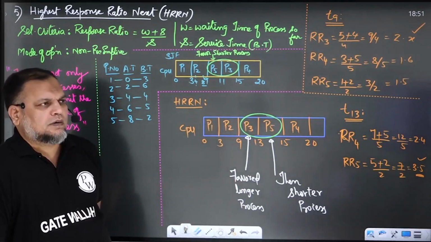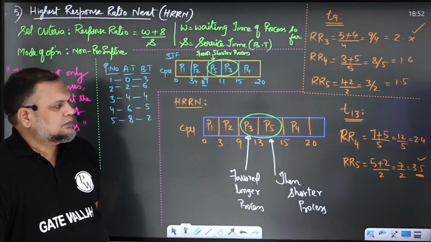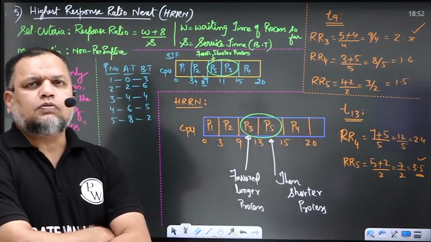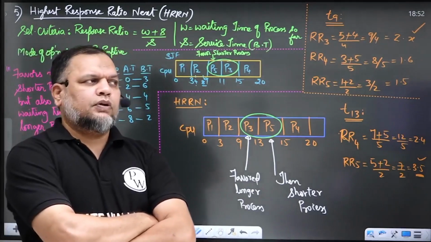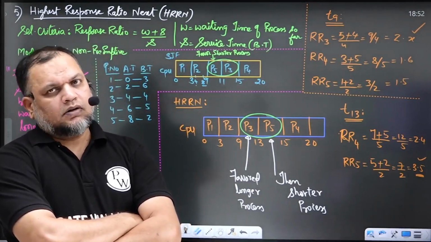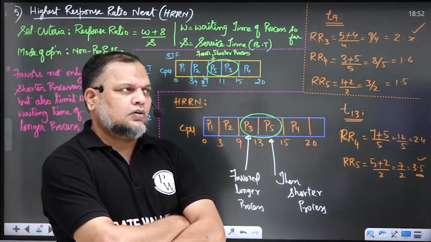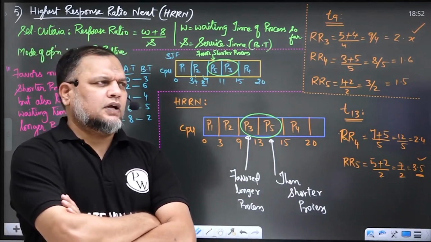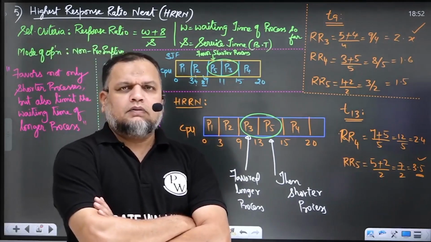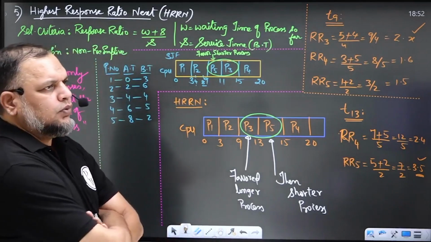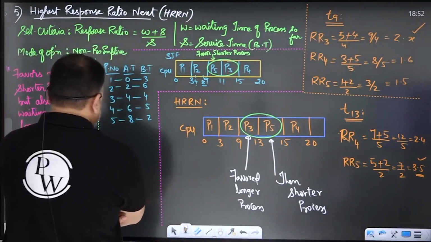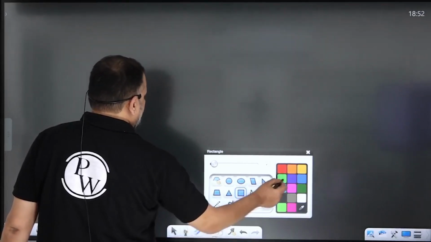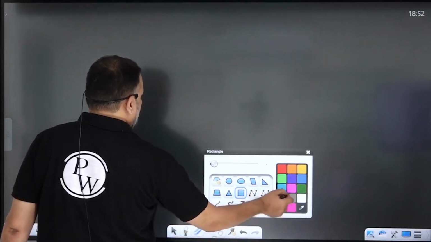This is HRRN. Am I clear? Is this clear, boys and girls? This is how HRRN balances the system by favoring shorter processes and also limiting the waiting time of longer processes. Very good. Very simple algorithm. No rocket science, nothing deep. Very, very simple. Again, we'll proceed further and go ahead with the next technique, which is again an important one, somewhat similar to the ones that we discussed, and some questions were asked in earlier papers. So we will talk about it.